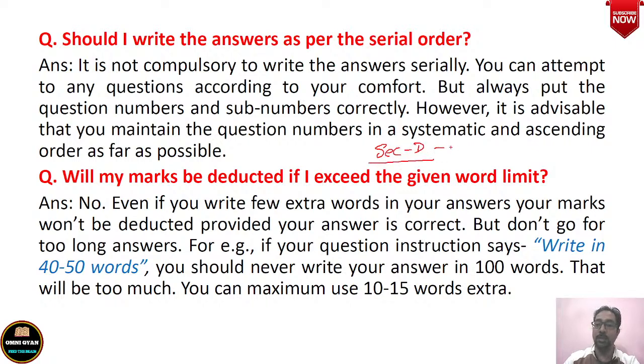Remember then, if there are 5 questions, question number 1 to question number 5 in section D, try to complete section D first. If you start with section D, then try to complete all the answers from section D first. Say there are 5 questions, and you are comfortable with question number 4. So begin with question number 4, then question number 3. So try to complete section D first.